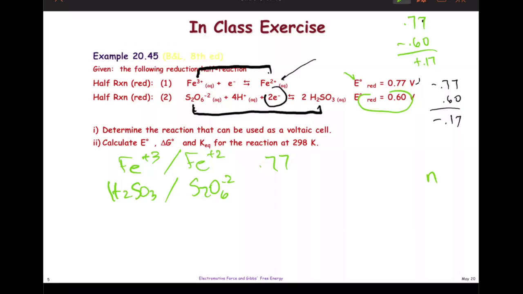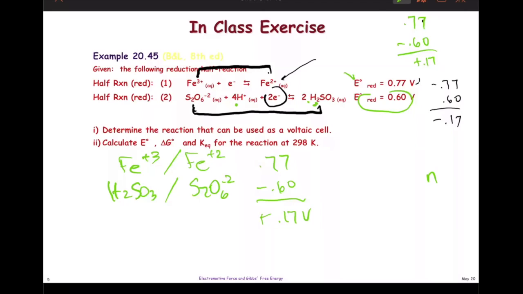But let me continue my thought process here. When we reverse the second reaction, that becomes negative 0.60. This is going to be a positive 0.17 volts. You notice that the second reaction is already balanced. If you look at the hydrogens, there are 4 hydrogens, there are 2 sulfurs, there are 6 oxygens. So the second reaction is already balanced, so I don't have to worry about going in there and balancing it from scratch.